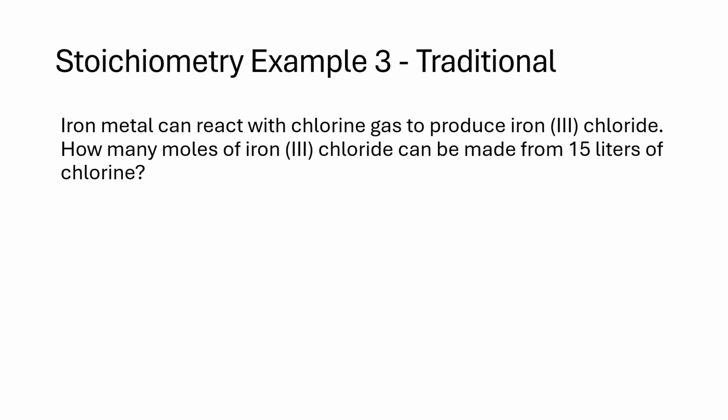The iron chloride is a metal plus a nonmetal, so it's ionic. We have to deal with charges. That Roman numeral 3 tells us that iron is 3 plus. Chloride is going to be 1 minus. So we're going to have Fe with a 3 plus, Cl with a 1 minus. When we crisscross, we're going to end up with FeCl3.